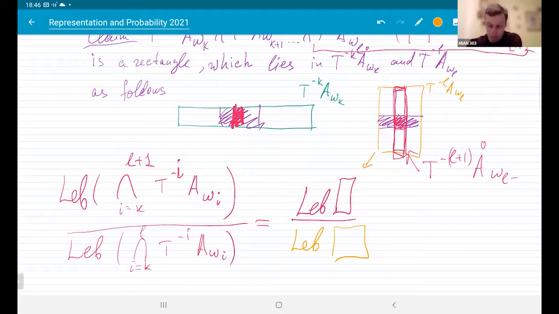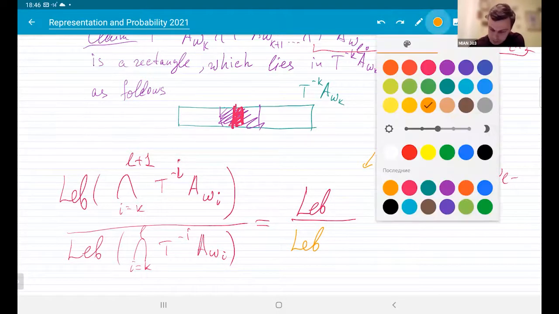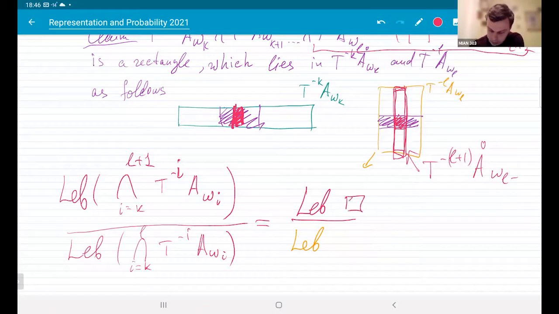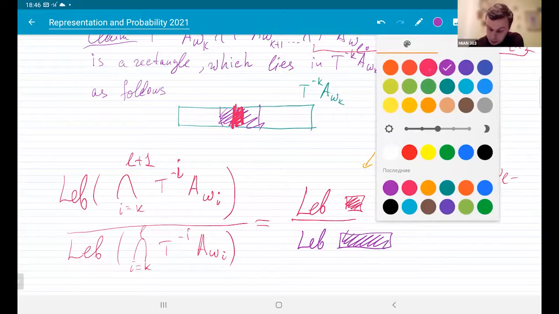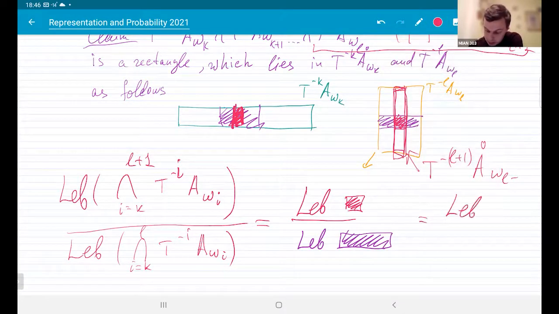Oh, I'm sorry, no. This is a ratio of this divided by the Lebesgue measure of this. But you see that this equals the ratio of the Lebesgue measure of this divided by the Lebesgue measure of the whole orange rectangle.